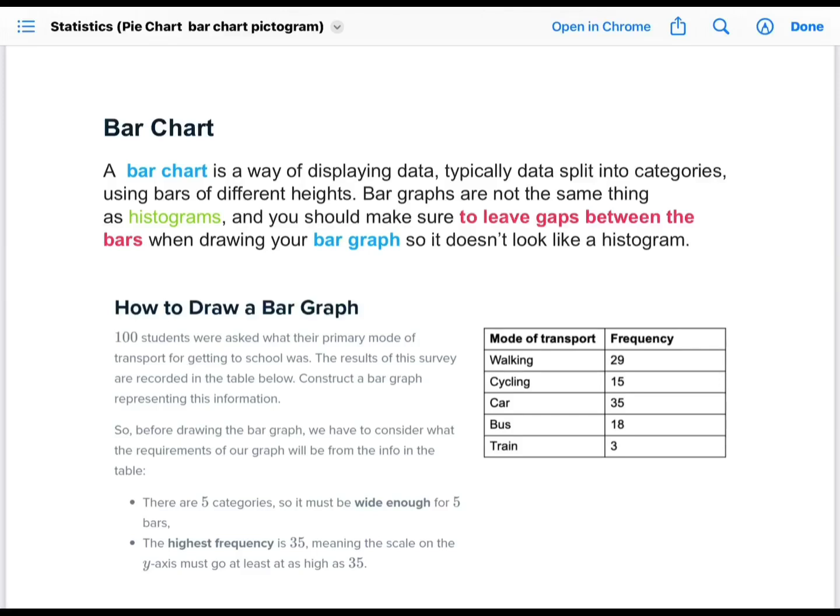The next concept is basically a bar chart. A bar chart is a way of displaying data, typically data split into categories, using bars of different heights. A bar graph is not the same thing as a histogram. We have done histogram; I will show you the histogram as well. You should be sure to leave gaps. So in a bar chart we have a gap between the bars.